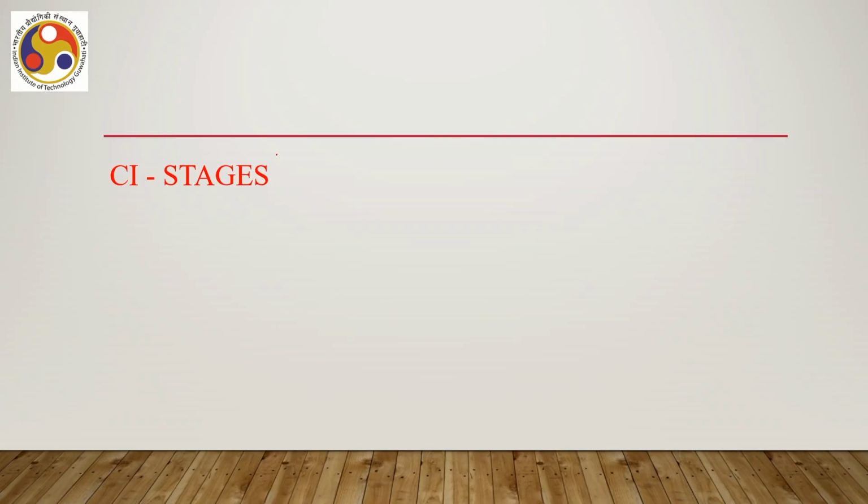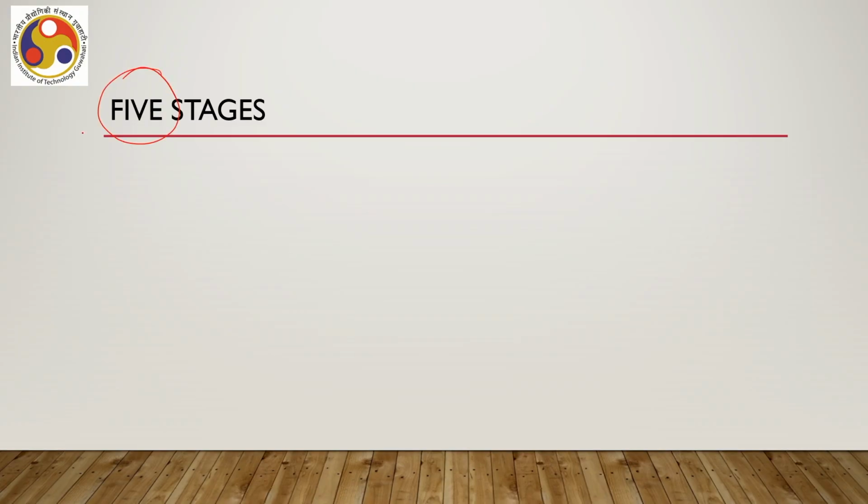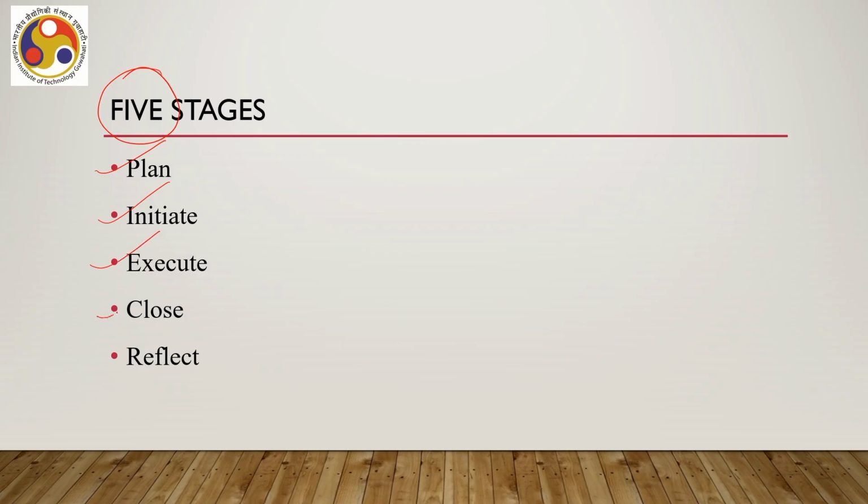Now, let us talk about the stages of the contextual inquiry. So, there are 5 stages. These stages are basically a systematic way of carrying out the inquiry process. First is plan, then initiate, execute, close and reflect. So, the inquiry starts with the plan stage, it goes to the initiate stage, then the actual inquiry takes place in the execute stage, then it is closed, and then finally reflect means analyzing the data.